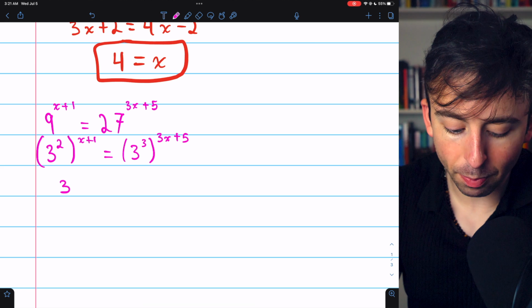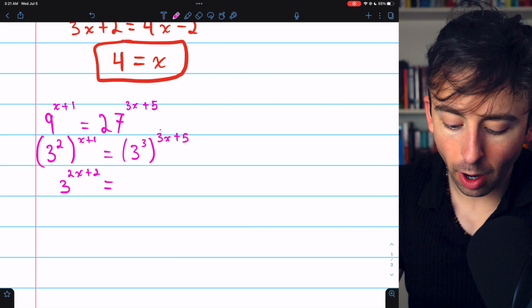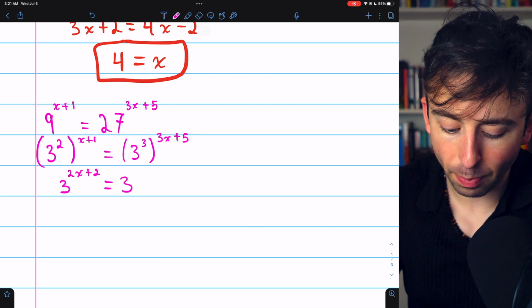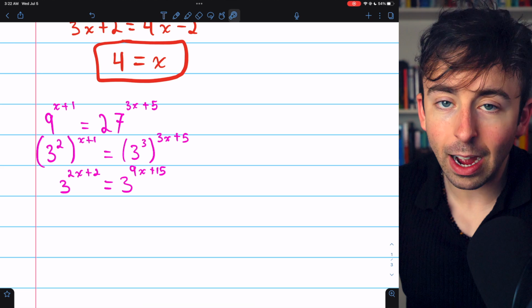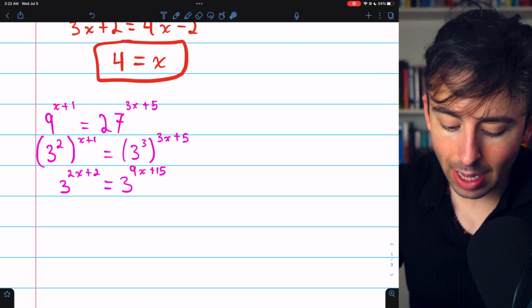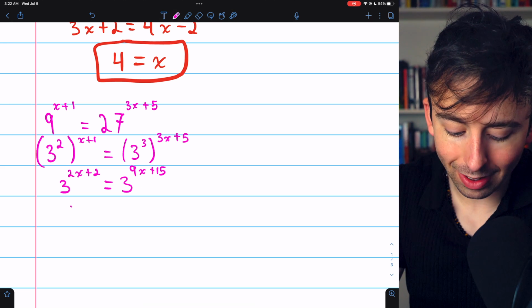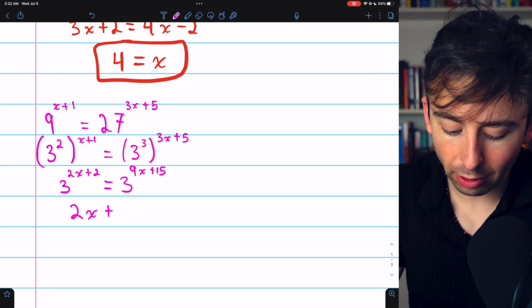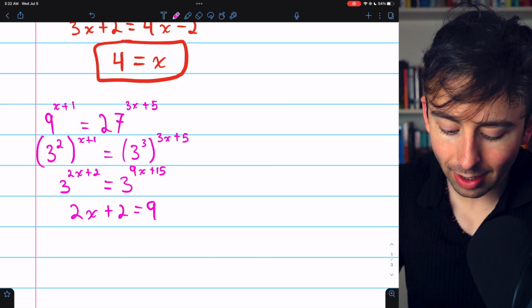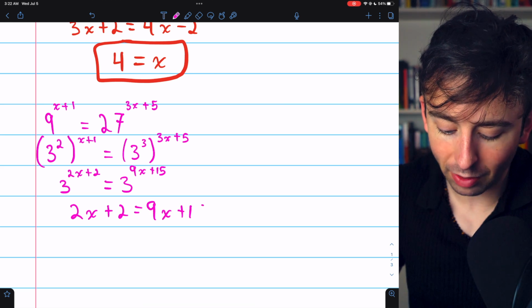Again, we apply exponent rules. On the left, multiply those exponents together, and we get 2x plus 2. On the right, multiply those exponents together, and we get 9x plus 15. Now, the bases are the same, so we can just set the exponents equal to each other. 2x plus 2 equals 9x plus 15.